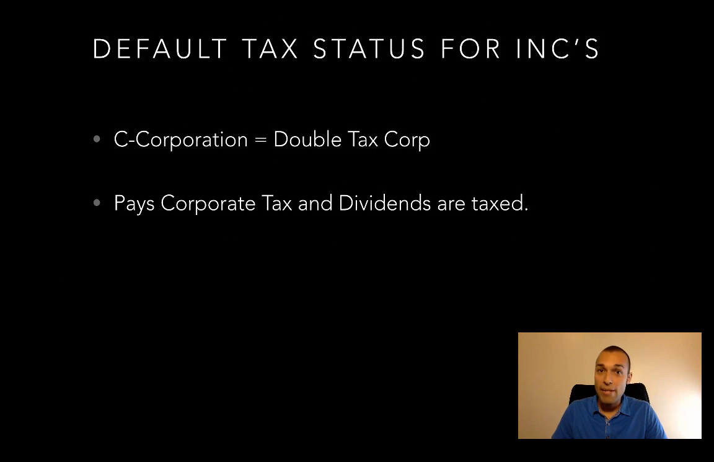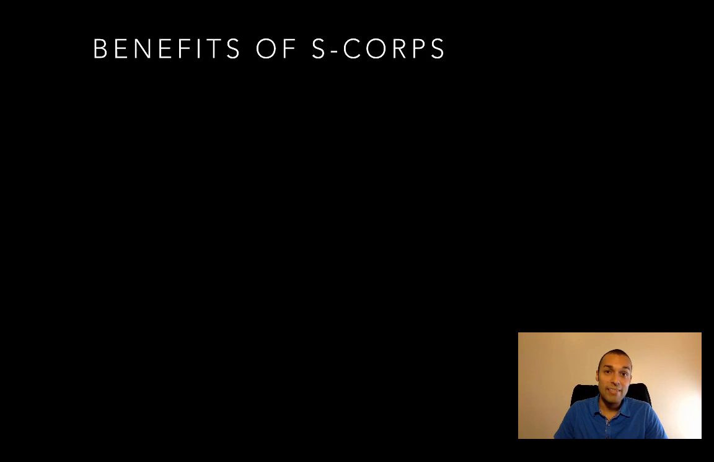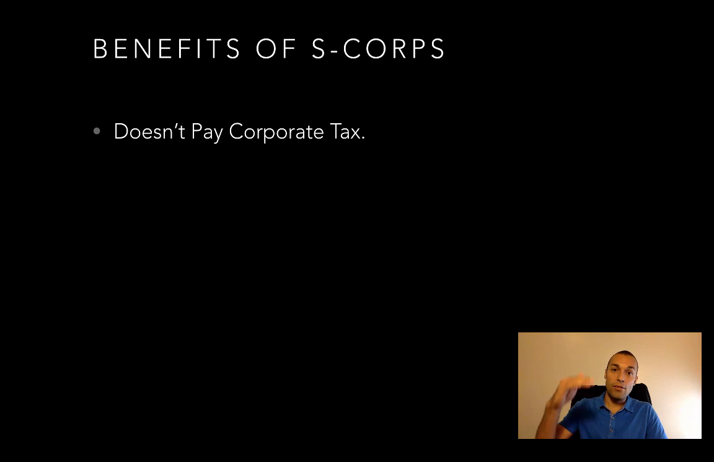C corps obviously pay corporate tax. So whatever net income the C corp generates pays tax at the corporate level, and then if the company wants to kick out dividends to the shareholders, then the dividends are taxed at the dividend tax rates. The benefit of being an S corp is basically you don't have to pay any corporate tax, right? So you're not a C corp, you're not paying the corporate tax. Whatever income is generated from the S corp flows through the entity down to you, and then you pay tax at the individual level.